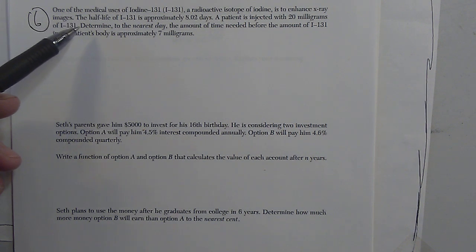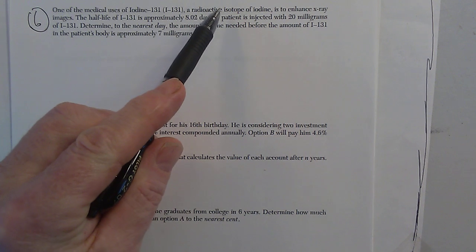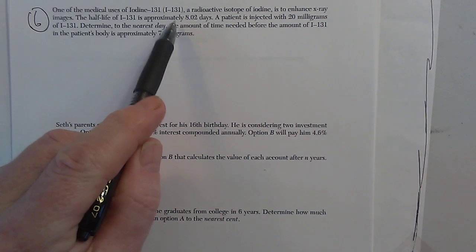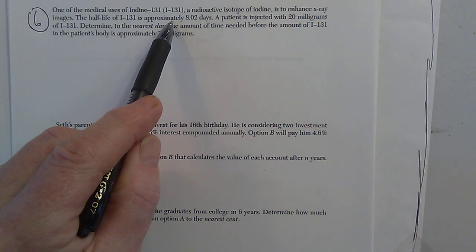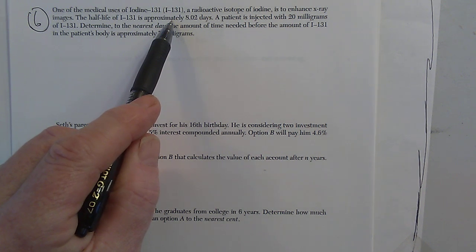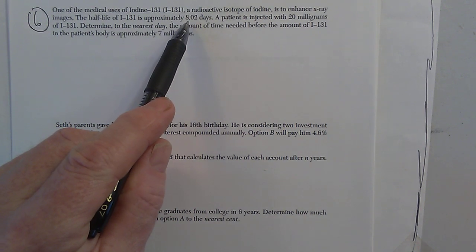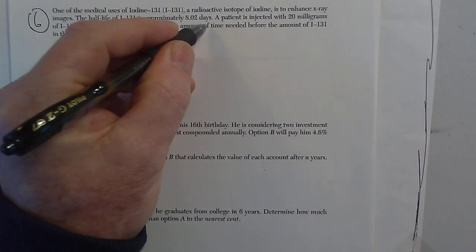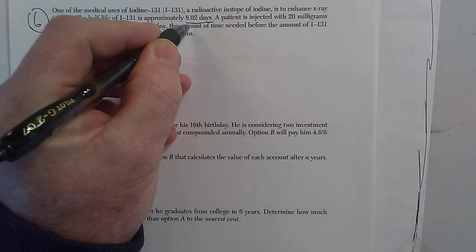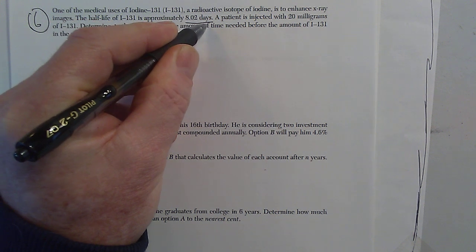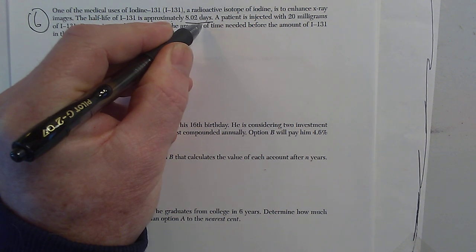Medical iodine, radioactive, which means it has a half-life, and you're given the half-life. That means half of the substance will decay into something else in that amount of time, 8.02 days. So half-life is in days. It's kind of like the interest rate. So the units, the time period matters.